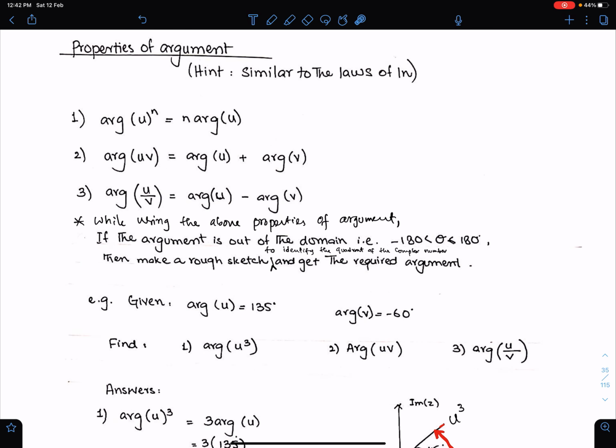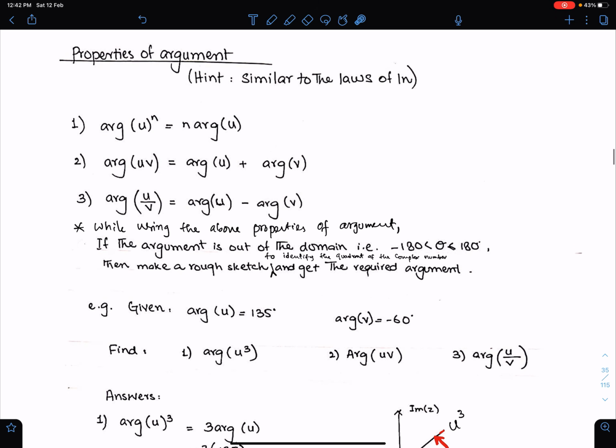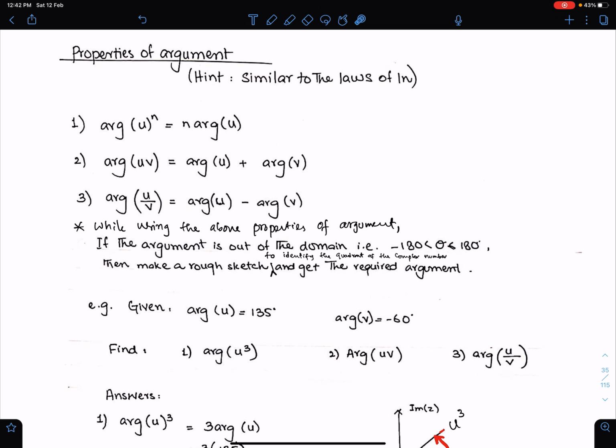Properties of argument. You can learn these properties through the examples of laws of ln. These properties are similar to the laws of ln. This is property number 1. You have done in laws of logarithm that if we have ln a power b, we can write this as b times ln a. Same is here. We can bring this power here and make the power a coefficient of argument. So this property is similar to the power law of ln.